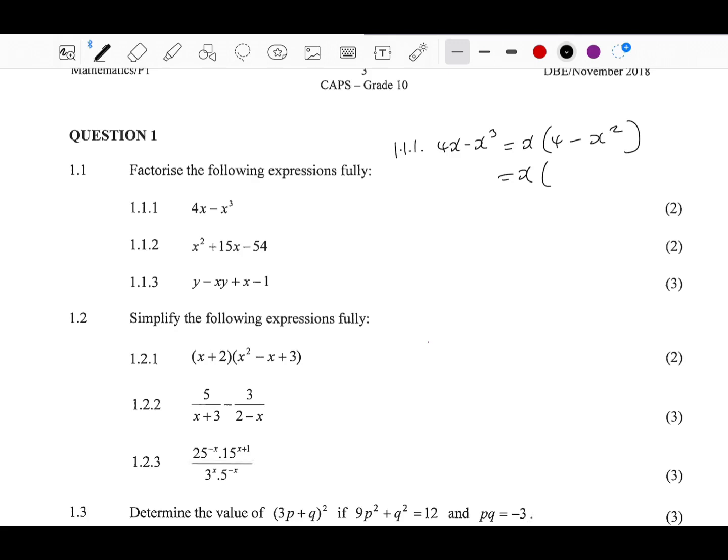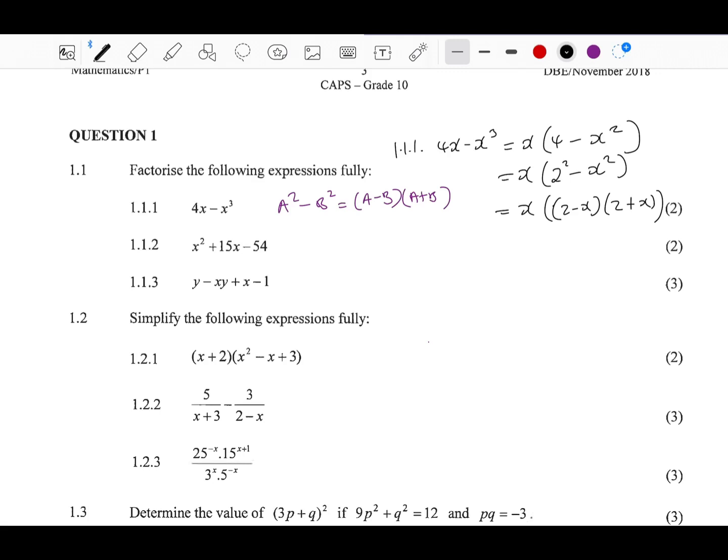You can actually express it as 2 power 2. So 4 can be expressed as 2 squared, and then x squared can be written as x squared. And what you need to notice here is a squared minus b squared can be written as a minus b, a plus b. So that's what you're going to be doing here. So you have 2 squared minus x squared, which can be written as 2 minus x and 2 plus x.